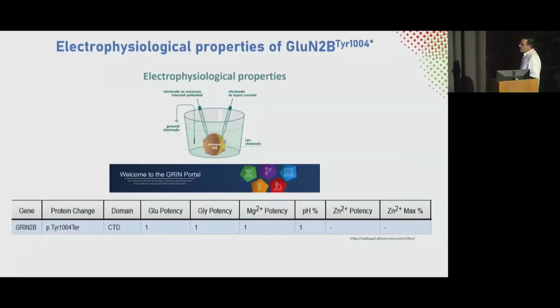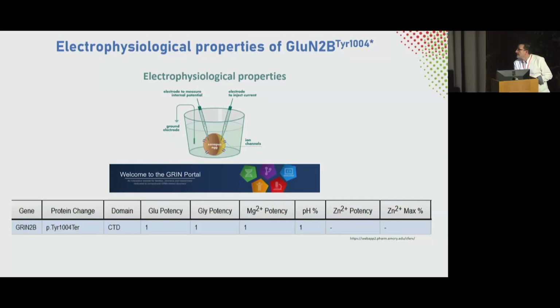So the second part of the work that we are doing is, of course, to see if the mutation induces modification of electrophysiological properties of GluN2B. So we go to the GRIN portal and we look at the properties.